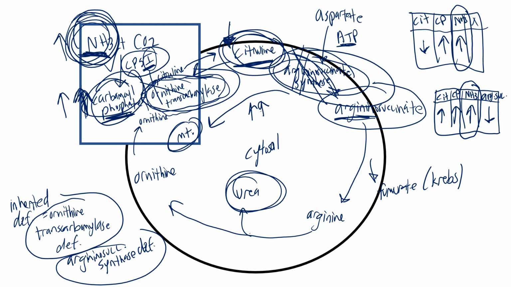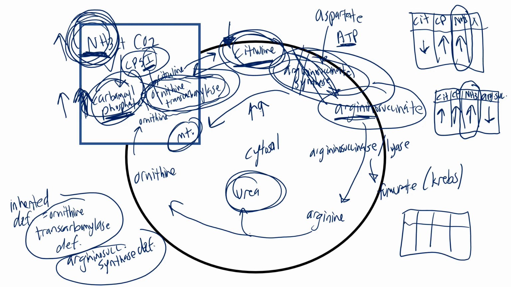For example, what if this enzyme was messed up right here? What if argininosuccinase, it's also called lyase, remember? It can also be called lyase. What if that didn't work? Well, if that one didn't work, now in that little table for this inherited enzyme deficiency, in this situation, what would happen to citrulline? It would go up, right? Because it's backing up everything prior to that. So citrulline would go up.